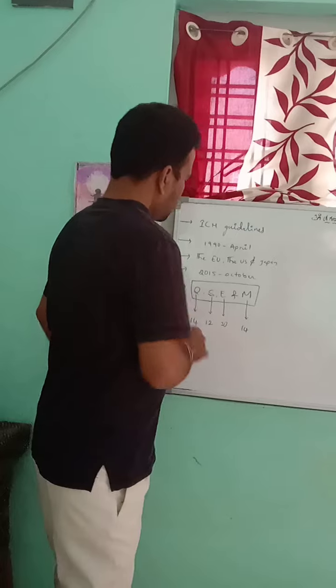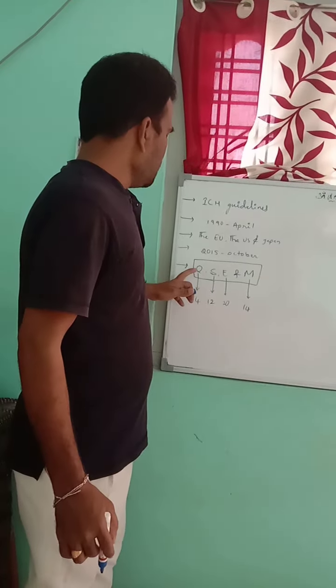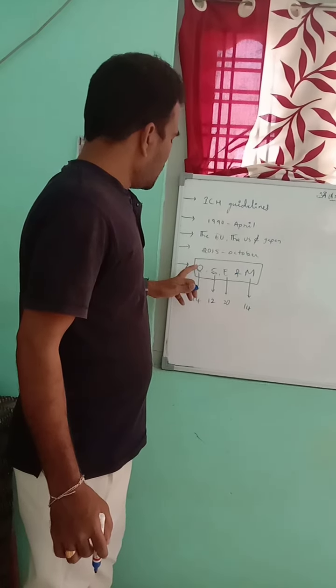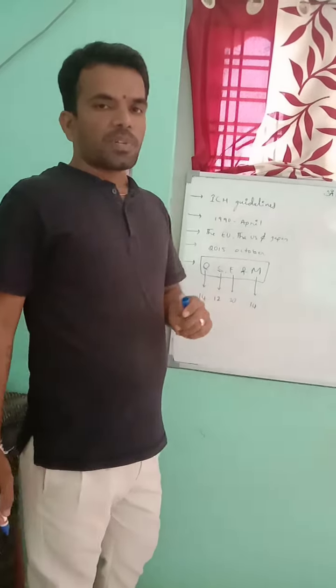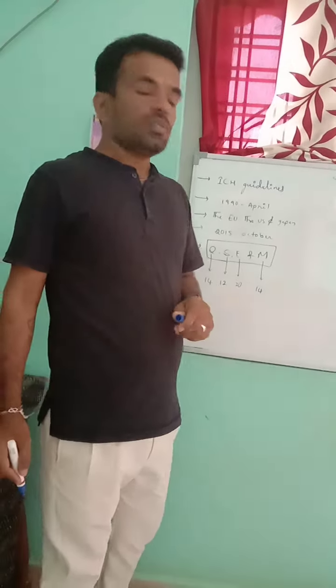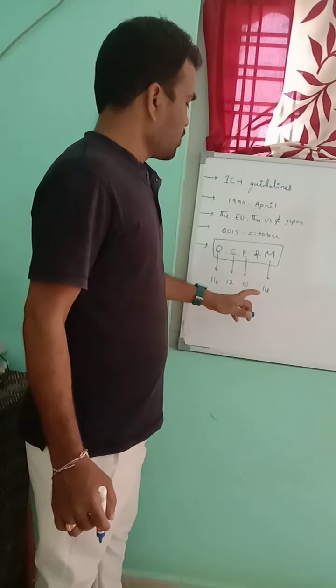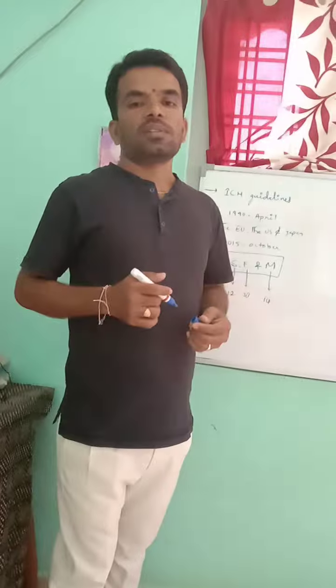Each guideline has different subparts. For example, quality guideline: the prefix is Q. Quality has 14 subparts, safety has 12 subparts, efficacy has 20 subparts, and multidisciplinary has 14 subparts. As discussed, here I am explaining the ICH quality guidelines. There are totally 14 ICH quality guidelines, and I will explain them one by one.